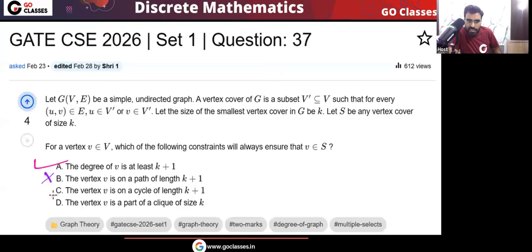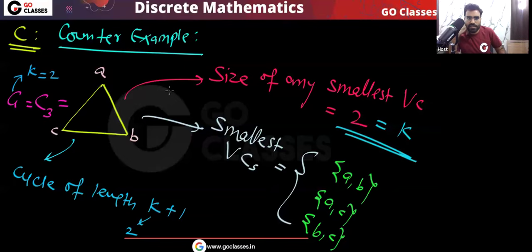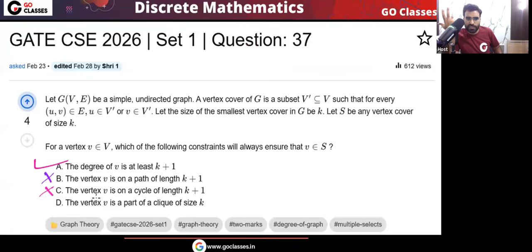So option C is saying that the vertex V is on a cycle of length k plus 1, but this does not guarantee that V will always belong to all the smallest vertex covers. So option C is also false. The counter example is this C3. Very easy counter example. The option itself is telling you the counter example. Now let's see option D.